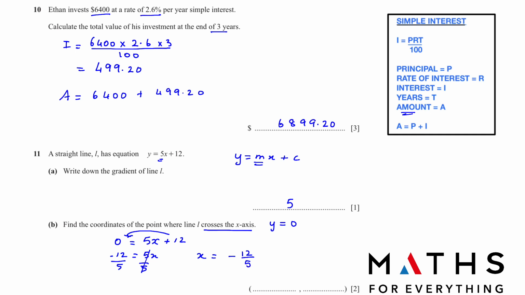They want you to write it as a coordinate. So this is written as first the x value, which is negative 12 over 5, and then your y value, which is 0.